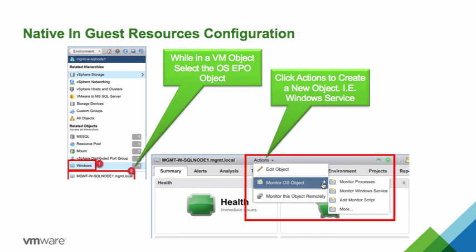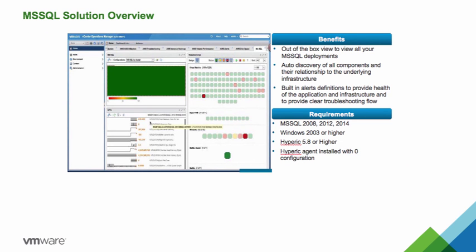We get things like native in-guest resource configurations, being able to easily create new objects for services, and then to be able to build those objects into our overarching views of the data center. In addition, we also have the capacity to view some highly important, mission critical, industry standard type workloads, things like Microsoft SQL and Exchange.